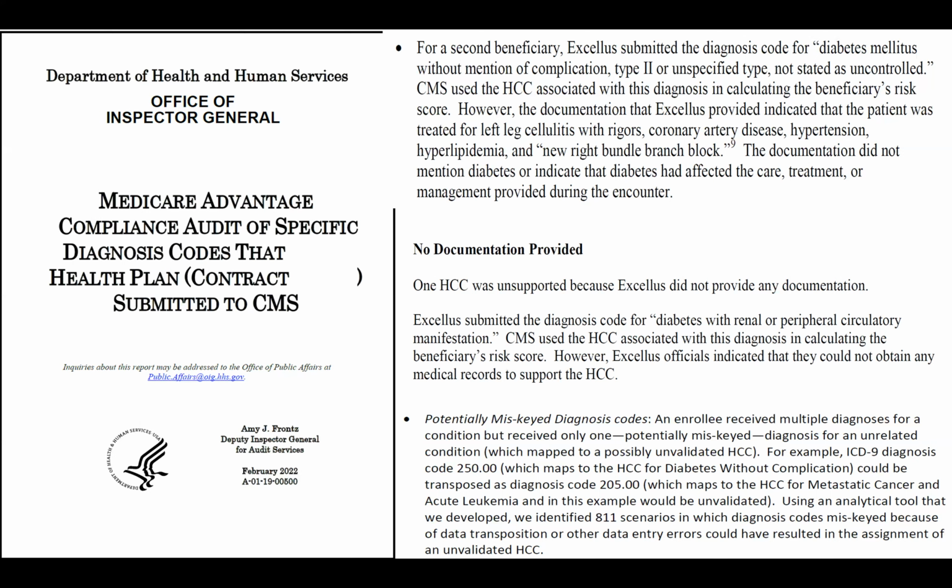Look, in that scenario we looked at first, the documentation didn't mention diabetes. So the health plan has two options when they're involved in a RADV for a diagnosis and they all of a sudden mysteriously don't have support for it. Well, you could submit an irrelevant document that doesn't support it and say, here's documentation that proves we didn't have support for it. Or you could just say, we don't have any documentation. This is one of the reasons for that bill introduced in Congress.